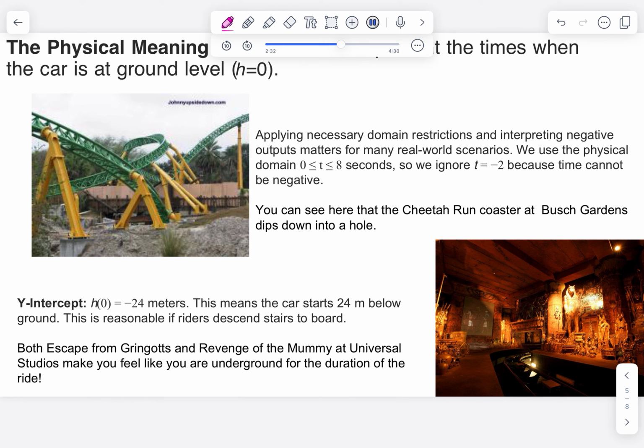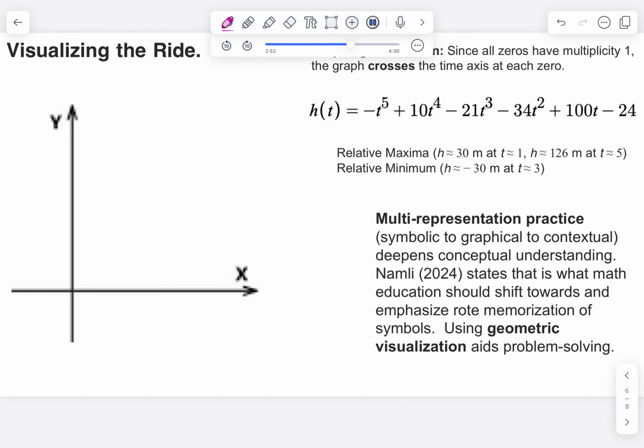The relevant ground crossings will be plotted as x-intercepts on our sketch. Also, the y-intercept, h(0) equals -24 meters, is visible from the standard form of our polynomial. This is reasonable in design if the track starts in a trench or the boarding platform is below ground. Visualization helps us understand the model.